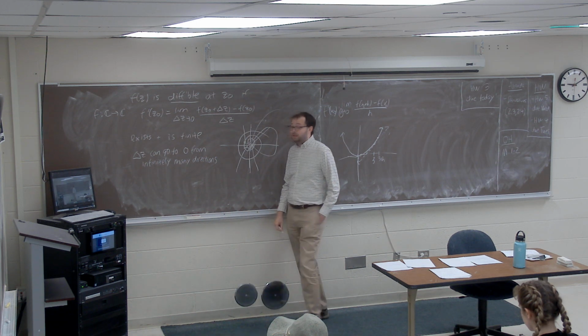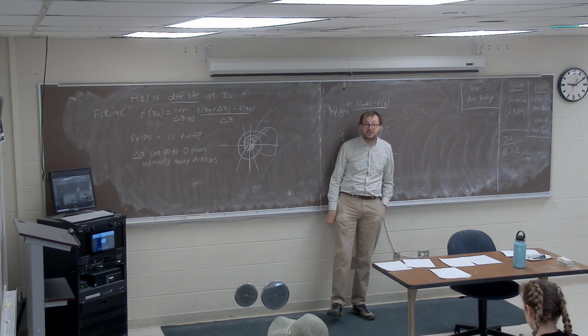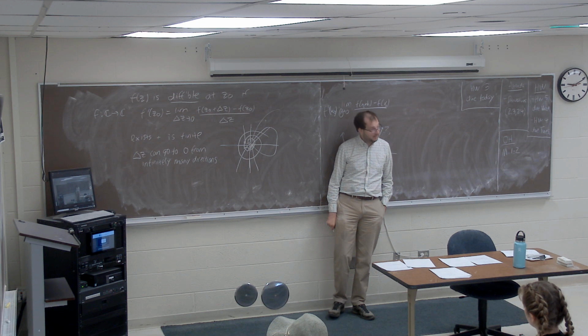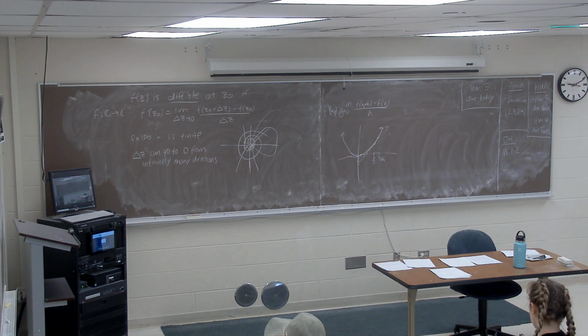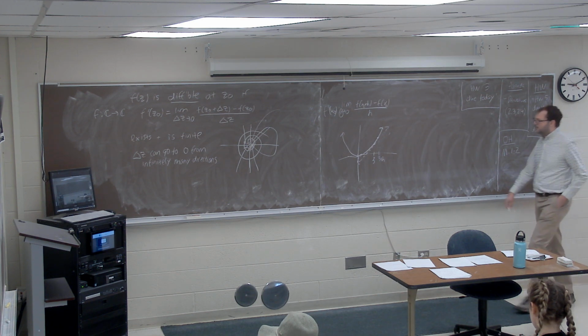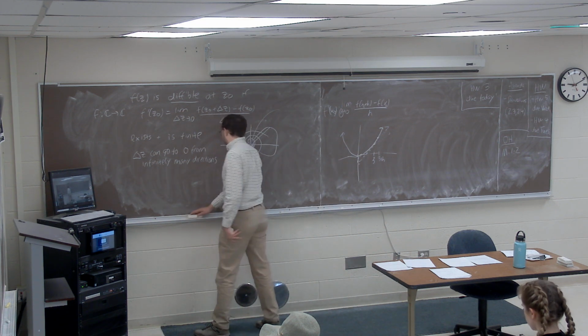And for the overall limit to exist, out of our infinitely many directions, Ginger, along which delta z can approach 0, how many of those limits along different directions have to be equal to each other? It's all of them. Holy moly. Also holy moly. So that's a little bit unfortunate.